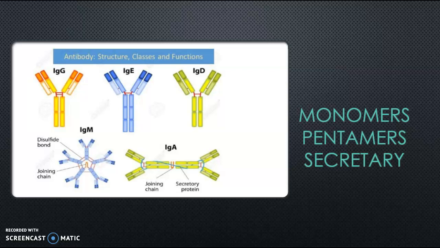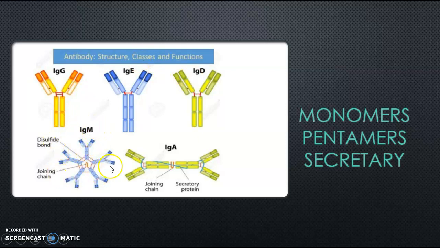The IgGs are secreted by plasma cells in the blood and are able to cross the placenta into the fetus. The IgEs protect against parasitic worms and are responsible for allergic reactions. The IgDs are a part of the B cell receptor, and these activate basophils and mast cells. The monomers and pentamers are most common in the bloodstream.